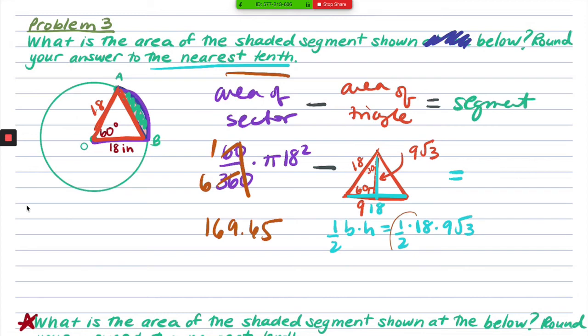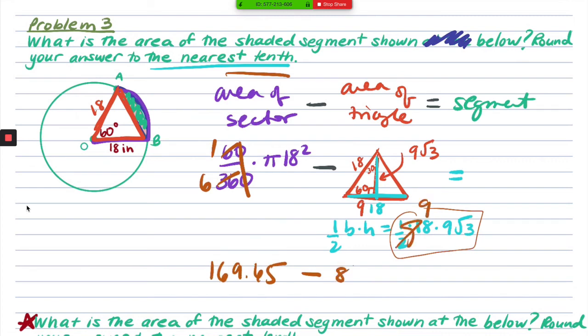And then here we're doing this math. We're subtracting. Let's move this down. 1/2 times 18, that's 9. And then 9 times 9 is 81. 81 root 3. So 81 square root 3 is 140.30.